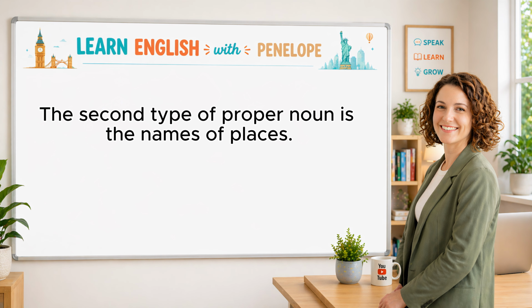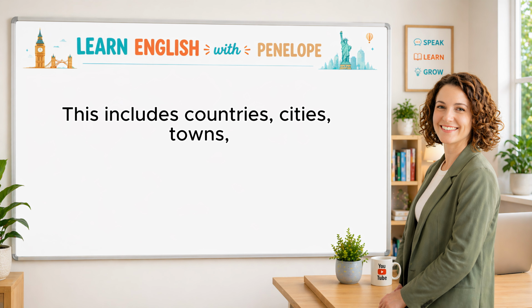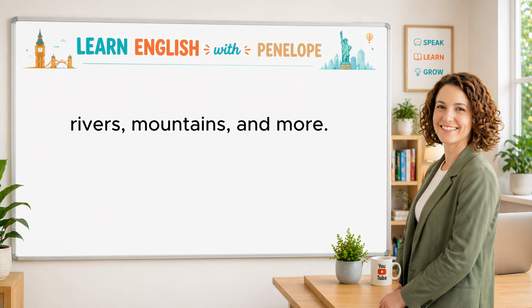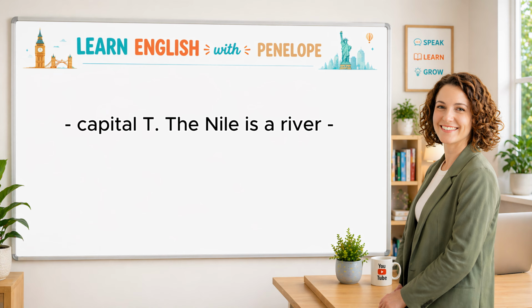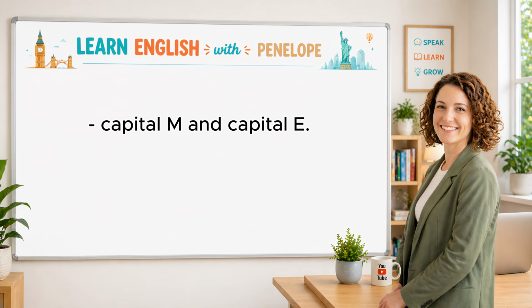The second type of proper noun is the names of places. This includes countries, cities, towns, rivers, mountains, and more. For example, Brazil is a country, capital B. Tokyo is a city, capital T. The Nile is a river, capital N. Mount Everest is a mountain, capital M and capital E.